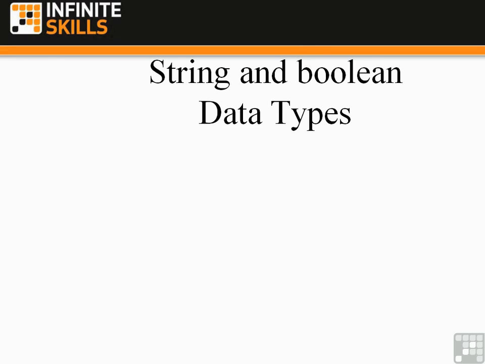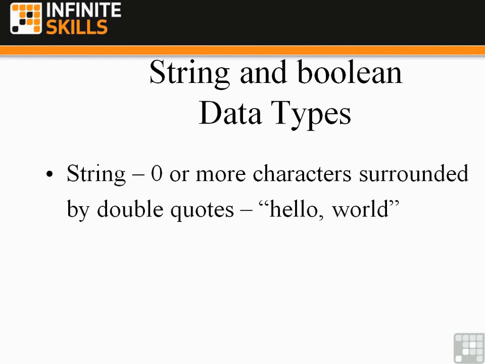After the numeric types, the most common data types you'll use in Java programming are string and Boolean. So let's go over those data types now. A string is 0 or more characters surrounded by double quotes. So for example, hello world is a string. Any characters surrounded in double quotes become a string. So if you put numbers inside double quotes, they become strings and not numbers such as integers or doubles.